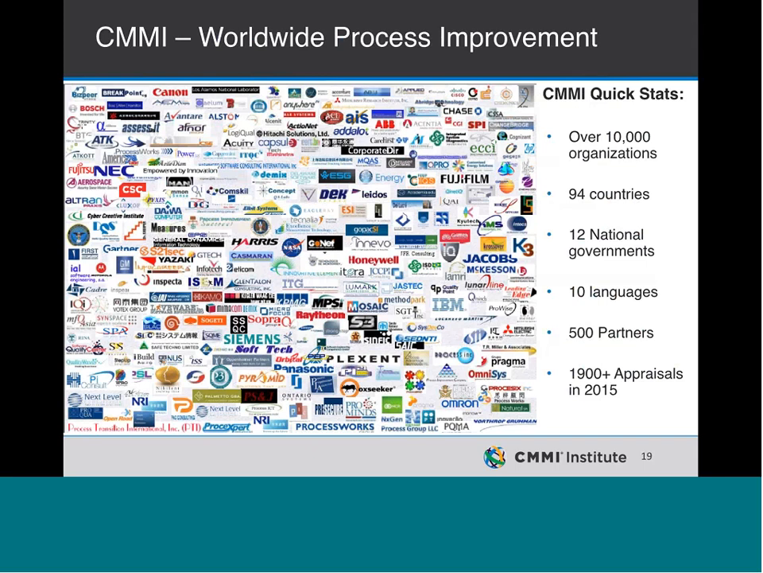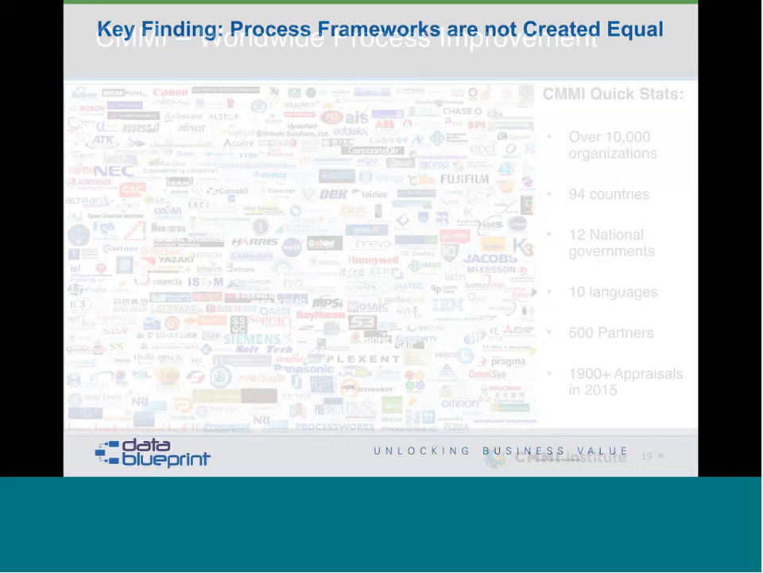Yeah, as I mentioned before, your managers know this already, and this is the really wonderful thing because people like Melanie have been working in a really dedicated fashion for a long time to promote the CMMI. Statistics: they have literally 10,000 organizations plus. I'm sure these are older statistics in here. 94 countries, 12 national governments, 10 different languages, 500 different partners. She mentioned Data Blueprint. There are lots and lots of folks out there that have gone through the appraisal process and become partner certified. And you're probably over 2,000 appraisals at this point, which really does give you a good set of benchmarks. So this is just some of the organizations that have worked on this.